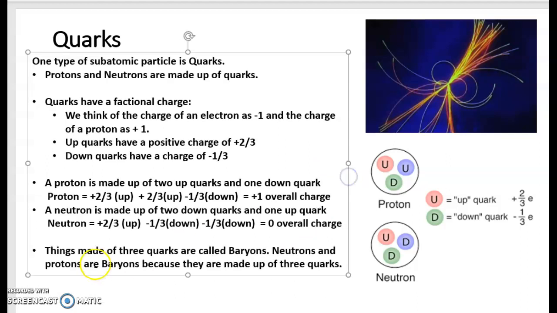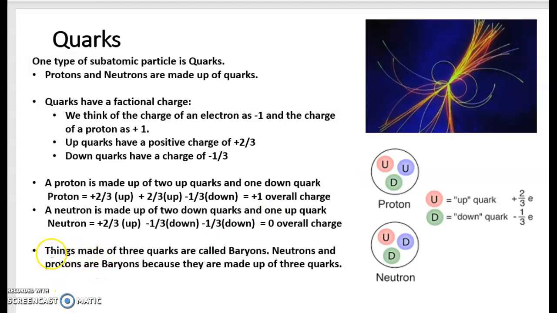Okay? And then the last thing I want you to walk away with is that anything that's made up of three quarks is called a baryon. So things that are made up of three quarks are called baryons. And since neutrons and protons are made up of three quarks, they're baryons. So neutrons and protons are considered to be baryons because they are made up of three quarks.